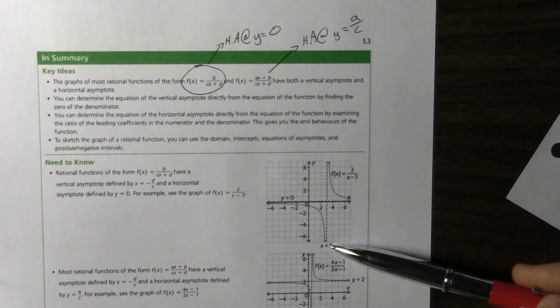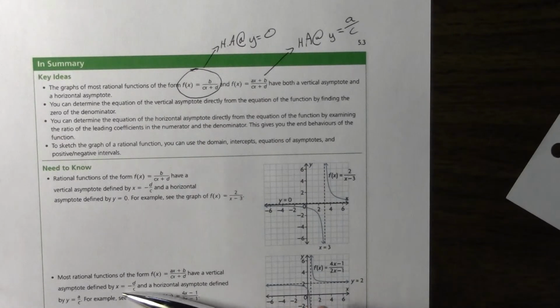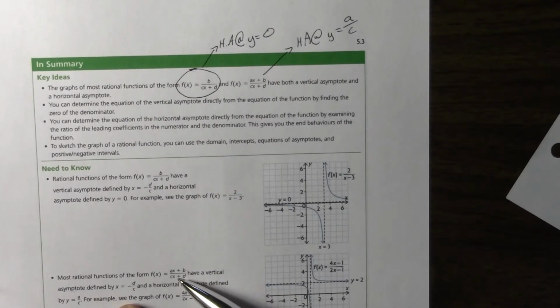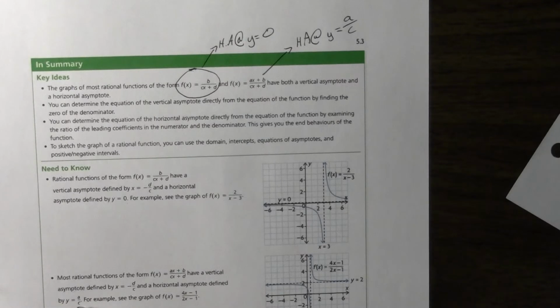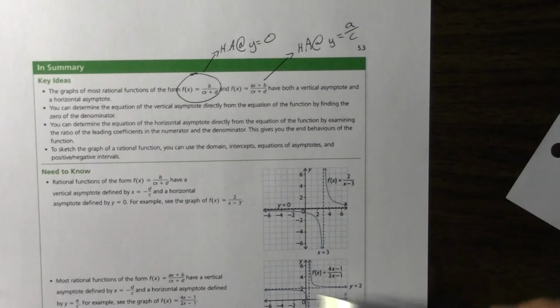So we get that as an example. Okay. Most rational functions have a vertical asymptote defined by this. Okay, and that's from setting the denominator equal to 0, and a horizontal asymptote defined by a over c, which we determined up here. And there's another example.